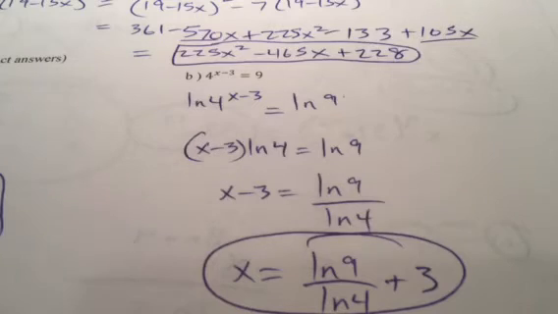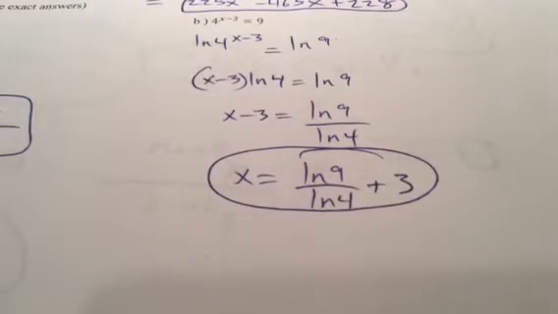On this one right here, attach natural log as the base, then the x minus 3 comes on down. You're going to divide both sides by natural log 4, then add 3. Let's write the exact answer. That is the exact answer.